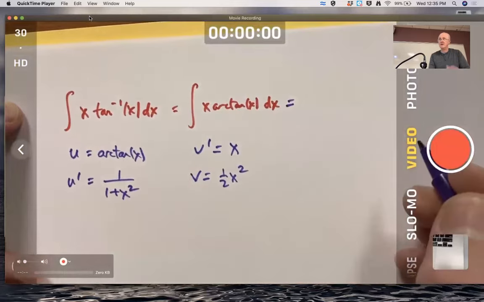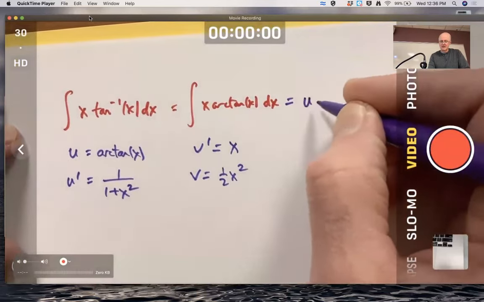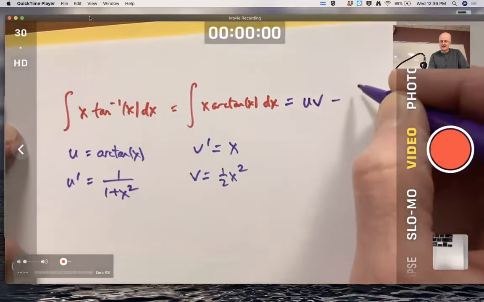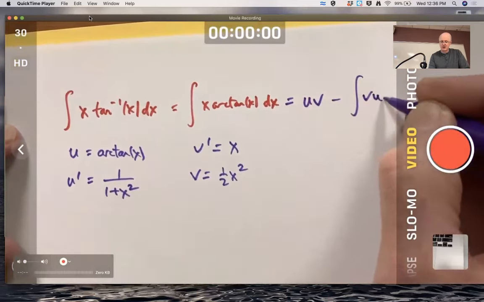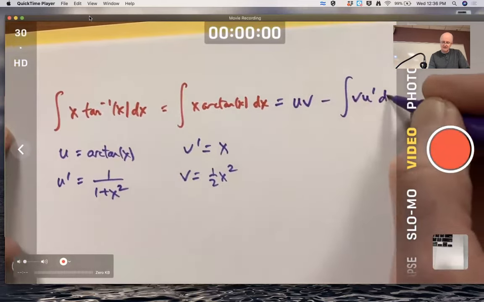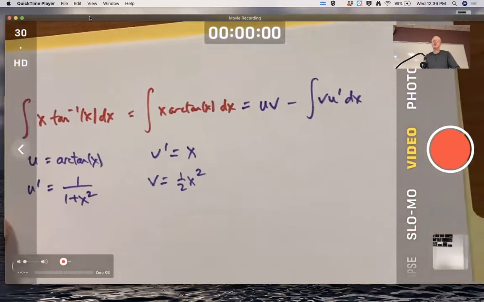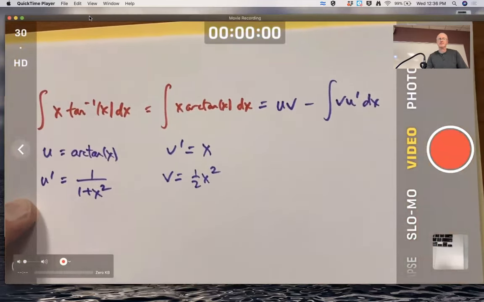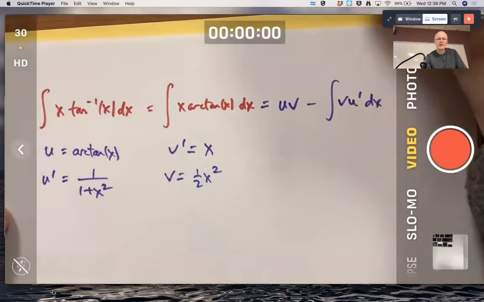The formula, which again I recommend writing down every time you use it. Get to a point where you can write it down without looking. You'll need that for the gateway anyway. It's u times v minus the integral of v times u prime with respect to x. These are all functions of x. Okay.